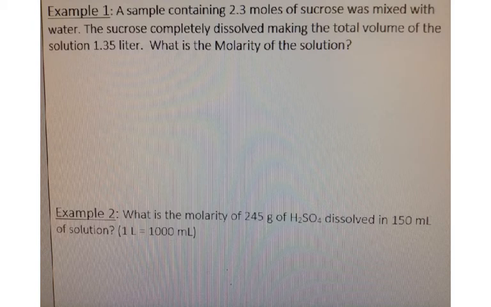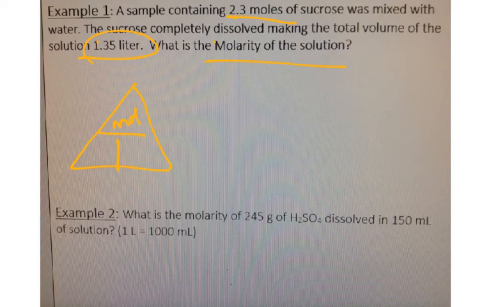A sample containing 2.3 moles of sucrose was mixed in water. So basically sucrose is sugar. So I had 2.3 moles of sucrose, and then I completely dissolved it, and my total volume of solution is 1.35 liters. What is the molarity of the solution? So we're going to use, in this case, the triangle. Why the triangle? Because I give you moles. Whenever I ask or give you moles, you're going to use the triangle.